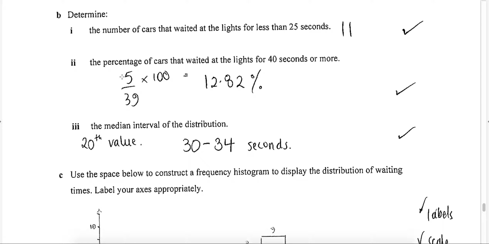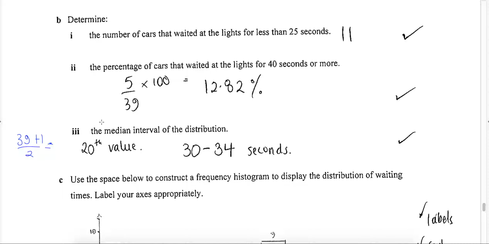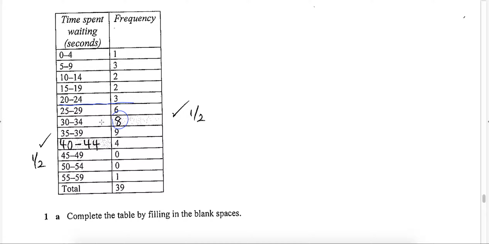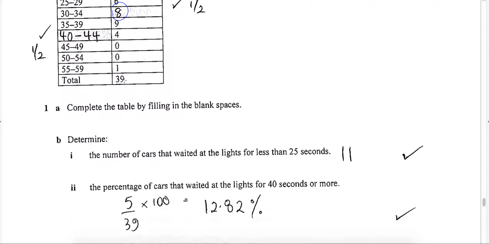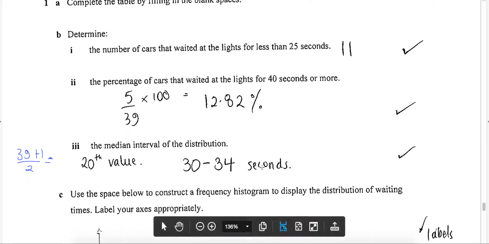The next one was not answered very well. So again, it's the median interval. First of all, there are 39 values. So we do n plus 1 on 2, and we get the 20th value. Start from any end. Doesn't matter which end you start from. But what I'm going to do is add these up as I go until I get to the 20th value. So 1 and 3. So 4, 6, 8, 11, 17. And you'll see in the next one, I'm going to go over 20. So it's going to happen in that 30 to 34 second interval.